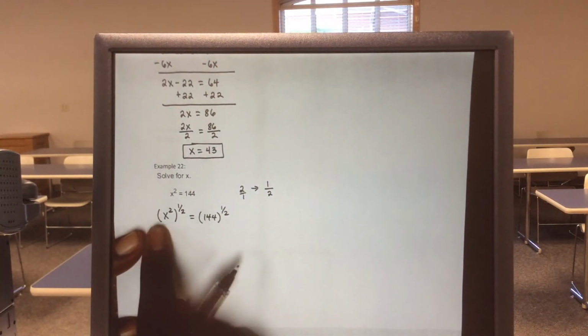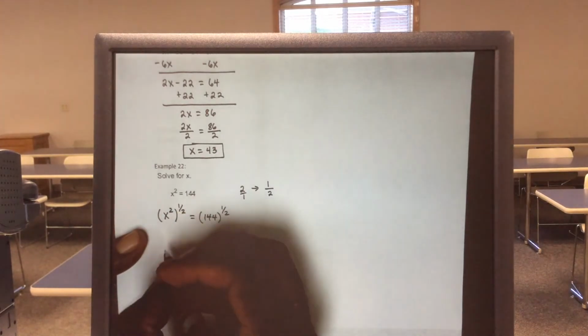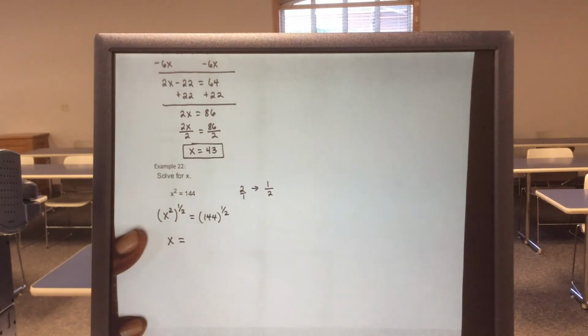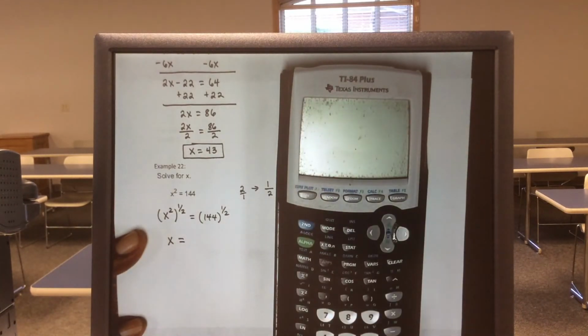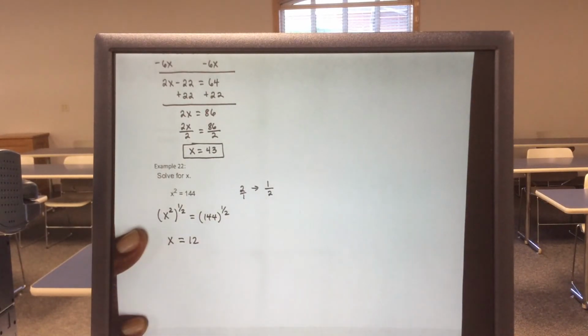So here, x squared raised to the 1/2, that means I can multiply the exponents. 2 times a half will be 1 whole. So I'm going to have x to the 1, or just x. Now that 144 to the 1/2, if I do 144, hat key, and then type in 1 divided by 2 for my exponent, I'm going to get 12. So here, this will be x equals 12.